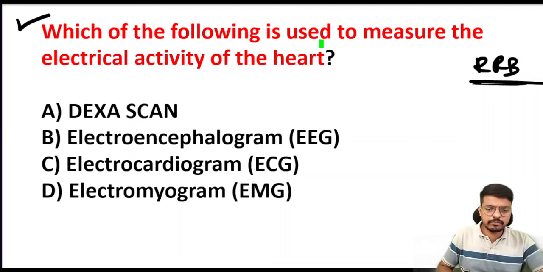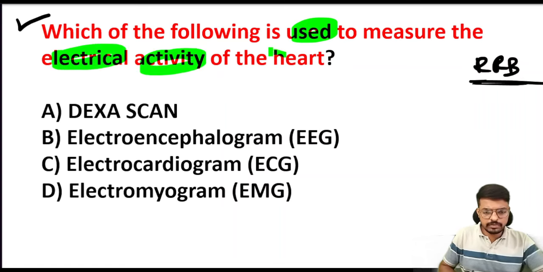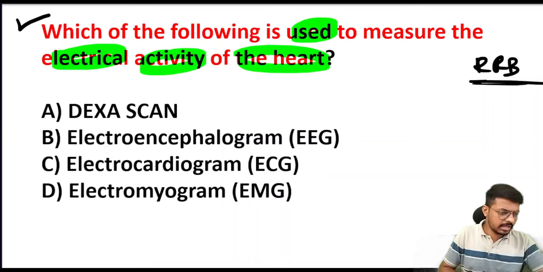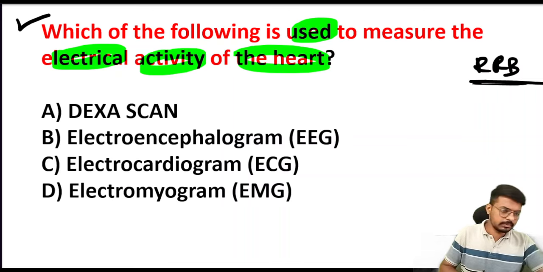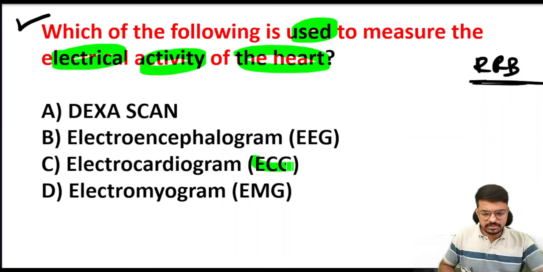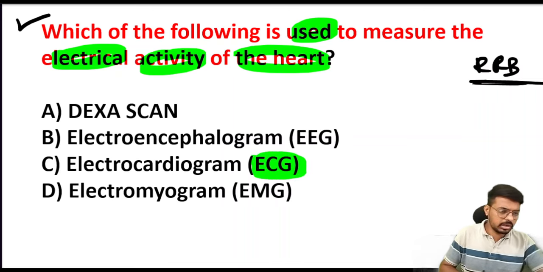The question is like this: which of the following is used to measure the electrical activity of the heart? I'm waiting for your answer. It's a very basic question. I hope all of you will give the correct answer. Option A, DEXA scan; option B, electroencephalogram; option C, electrocardiogram; and option D, electromyogram. Very nice of you all. So it's an ECG, that is the electrocardiogram.